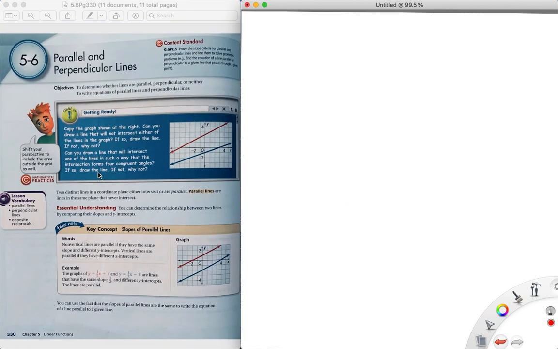Parallel and perpendicular lines. So parallel, parallel.